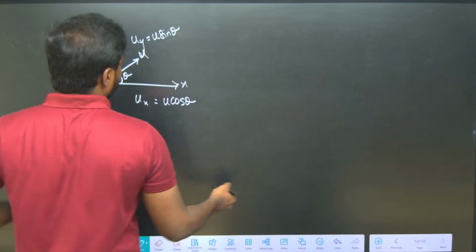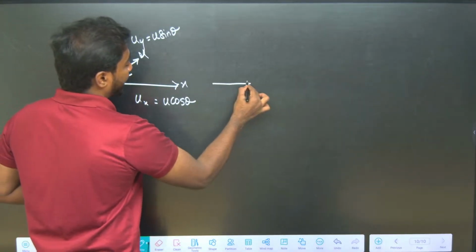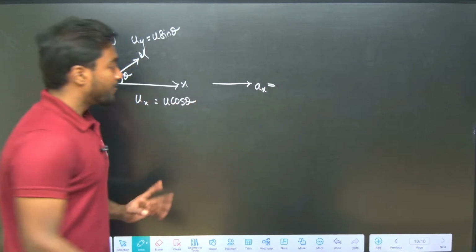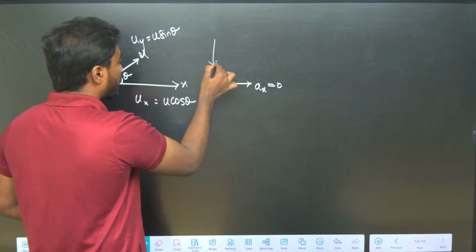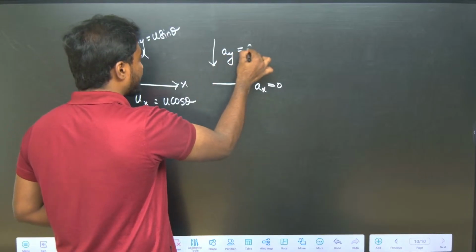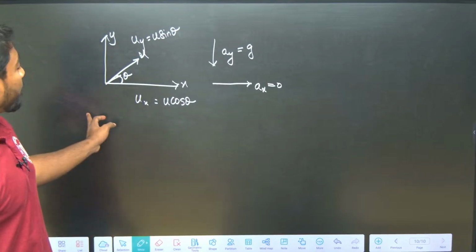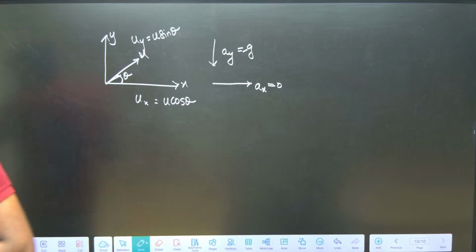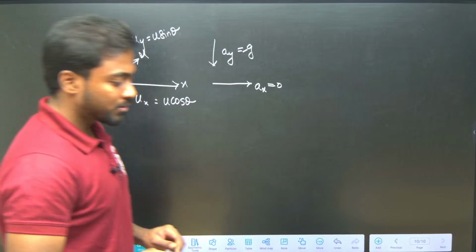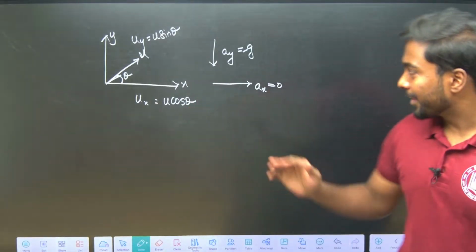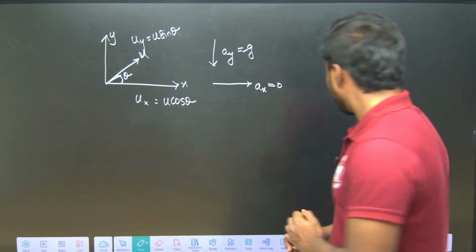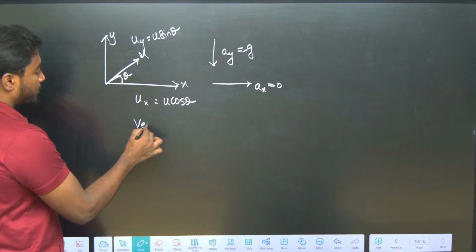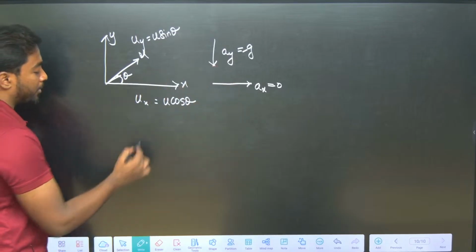Similarly, the acceleration due to gravity in the x axis will be 0. The acceleration in the y axis is g, but I am throwing opposite to the gravity, so it is minus g. Now I can find the equations for this. Let me take the horizontal components first.